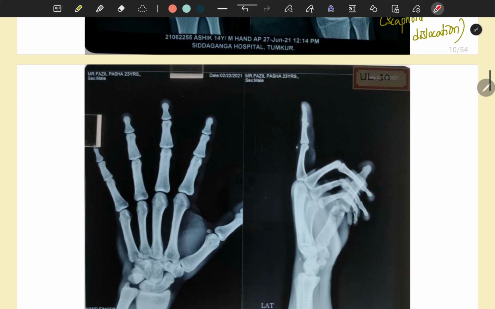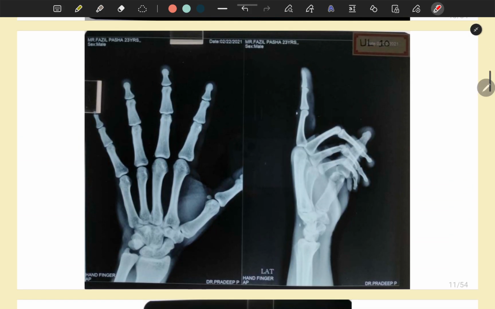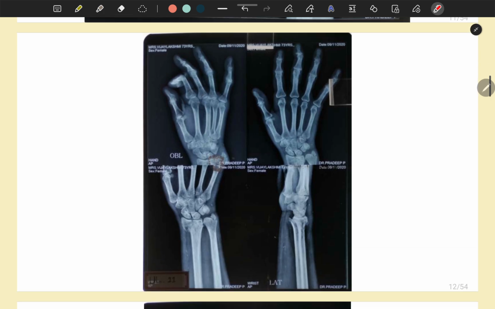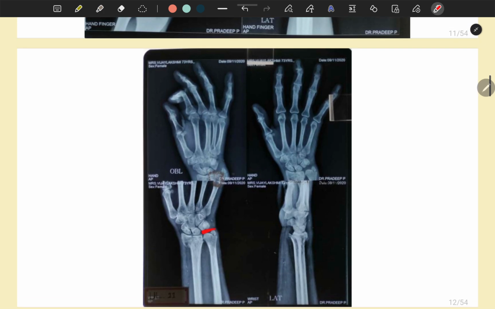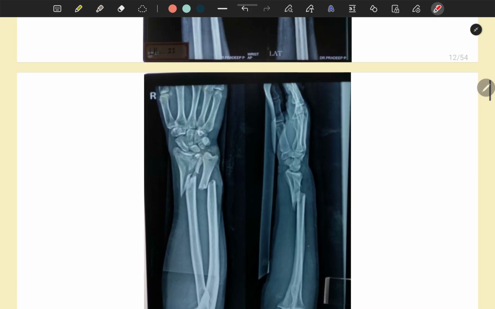Okay, now coming to the next X-ray. This is a normal X-ray that we discussed above, with all these carpal bones, metacarpals and phalanges. This is AP view and the lateral view. And this is also somewhat the same. Here the dislocation has happened. AP lateral view. And here this is about clinical importance, same as the scaphoid, scaphoid dislocation.